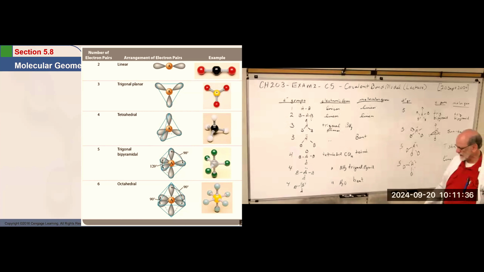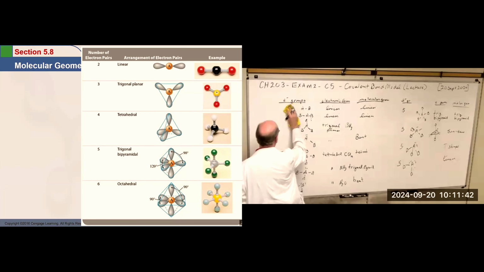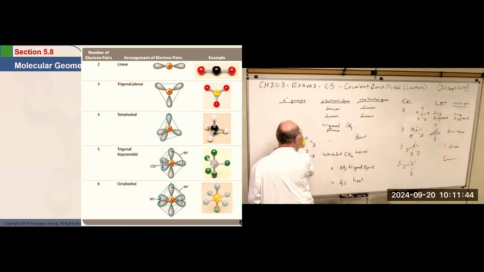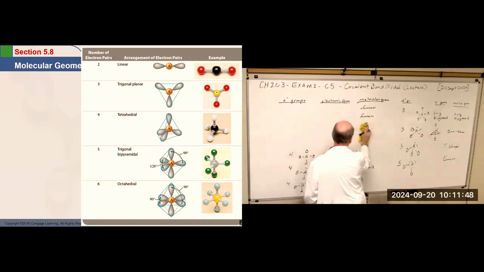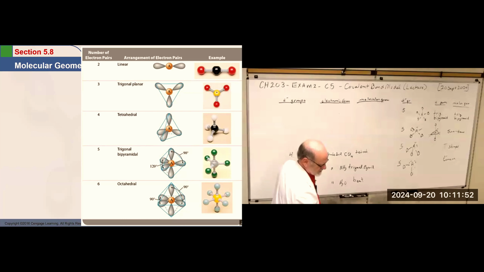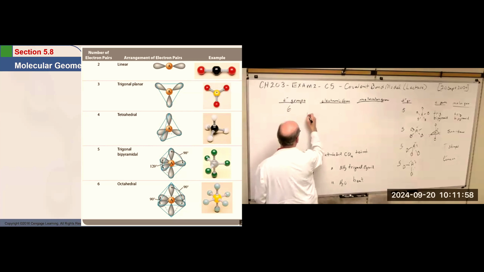Let's see. I might have to go over here and erase some things to make room for 6. 6 is the last one. That's as far as we're going. People that do this for a living, I mean, they just eat, drink, and sleep this stuff. So if we have 6 electron groups, then we have something like A in the middle, and then 1, 2, 3, 4, 5, 6, like that.